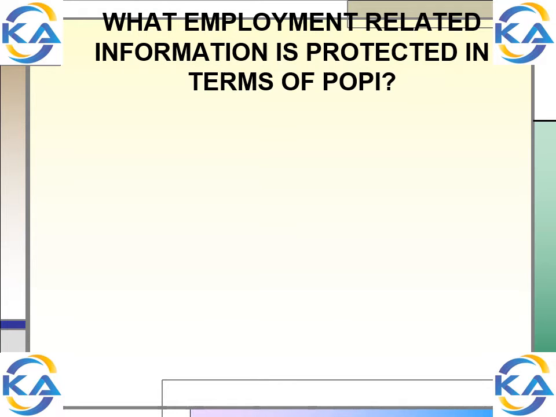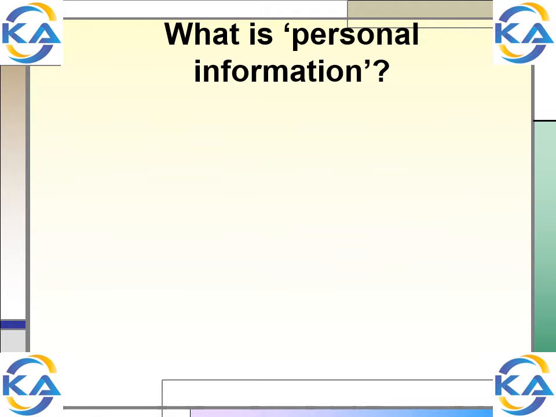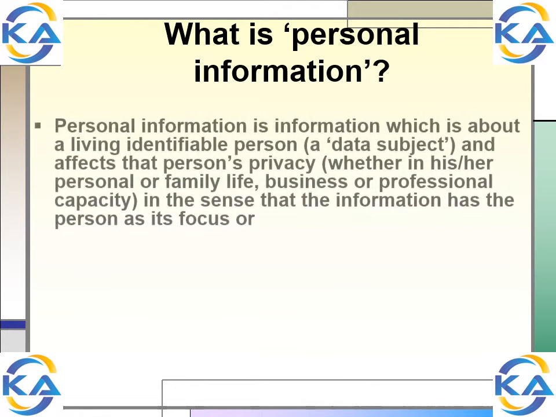What employment-related information is protected in terms of POPIA? POPIA covers all information that employers might collect or retain or archive on any individual who might wish to work, so even job seekers, or have worked for the employer. This includes both personal and special information, and we'll be looking at special information. What is personal information then?